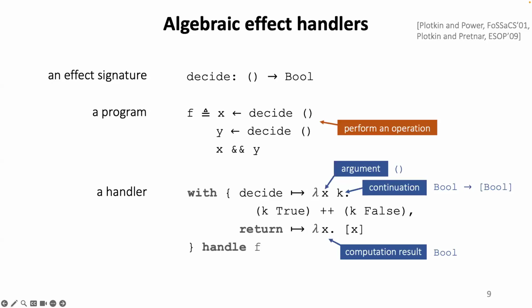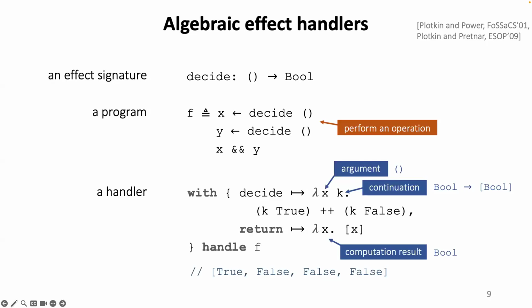So if we actually run this program, we would get a list with 4 elements: true, false, false, false. That corresponds to the case when X is true, Y is true, and X is true, Y is false, and X is false, Y is true, and X is false, Y is false. And only the very first element would be true.